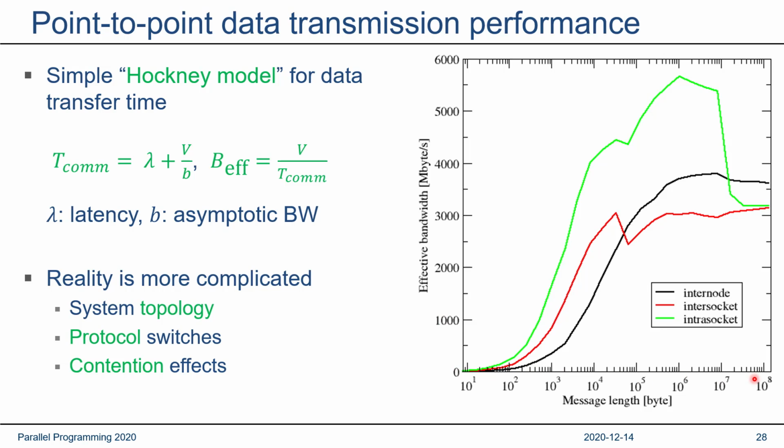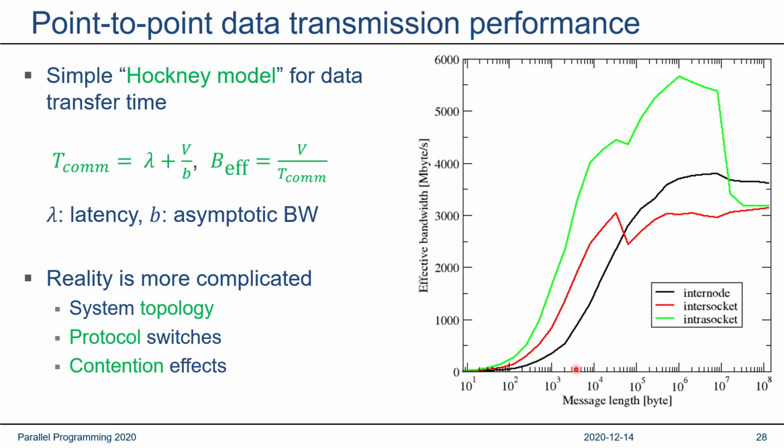What we see here is a plot of effective bandwidth in megabytes per second versus the message length. Now, of course, if the simple latency bandwidth model applies, then we expect in this kind of plot an S-shaped curve where the effective bandwidth goes to 0 as the message length goes to 0, because the communication time stays finite because of this latency term, but V goes to 0, which means the effective bandwidth must go to 0, and this is exactly what we measure, no matter where those 2 processes are.